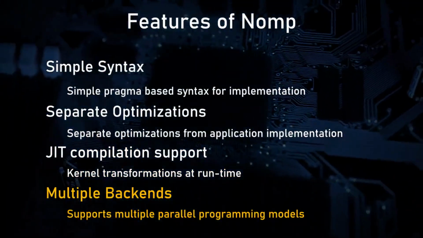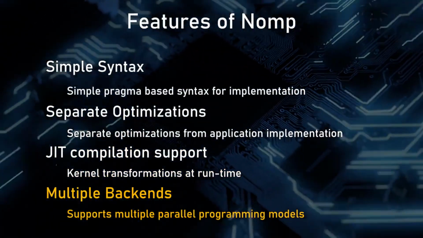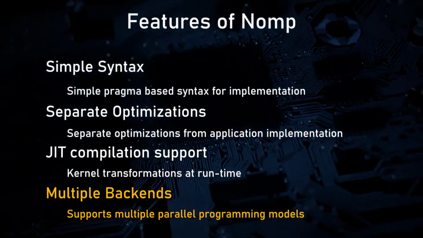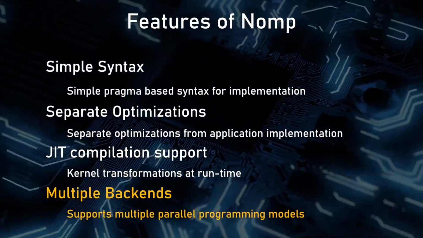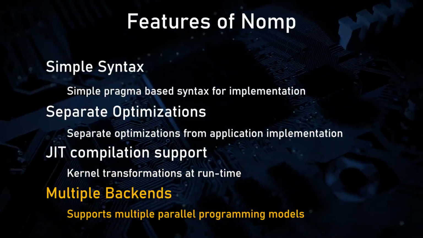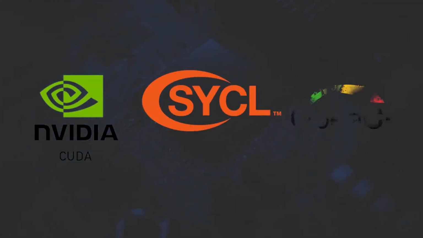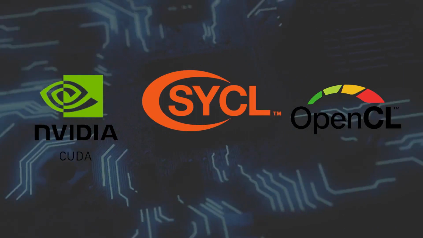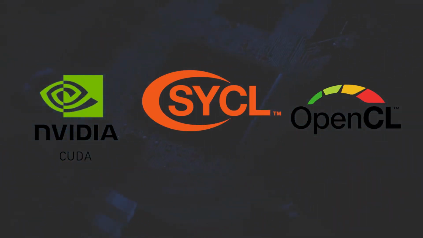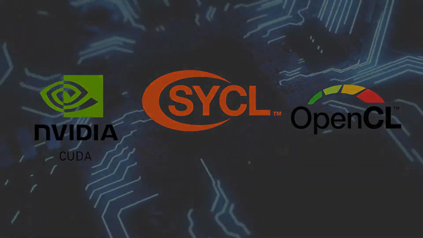The fourth feature of NOMP is that it supports multiple parallel programming frameworks as backends. This gives users the option to port their implemented backends to another framework such as CUDA, SYCL, OpenCL with less effort. Here, only the specified transformations would have to change.